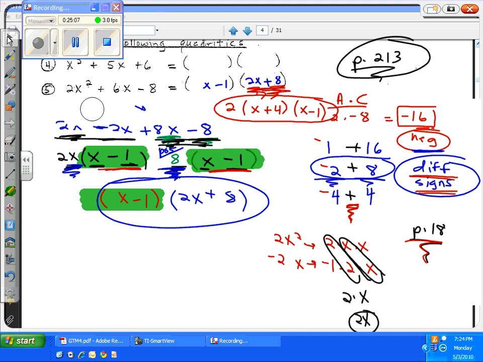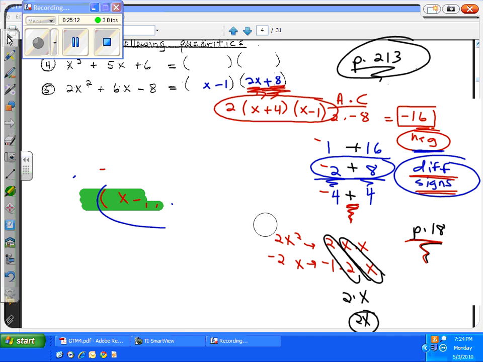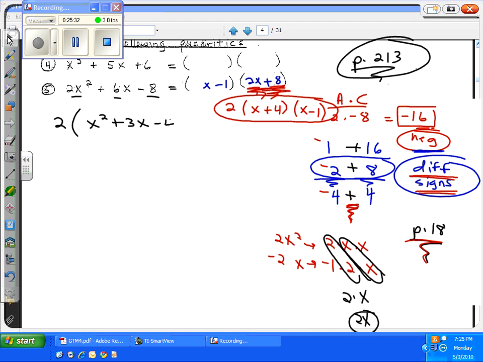We could have, if we want to use that little shortcut method, said, well, let's just go ahead and take that common factor out to begin with. Let's just take out that 2. We can't divide by 2 because it's not an equation, but we could factor out a 2, and we could have 2 times x squared plus 3x minus 4.